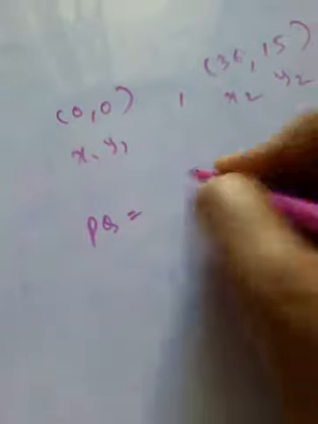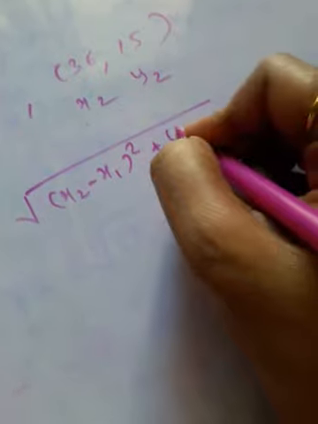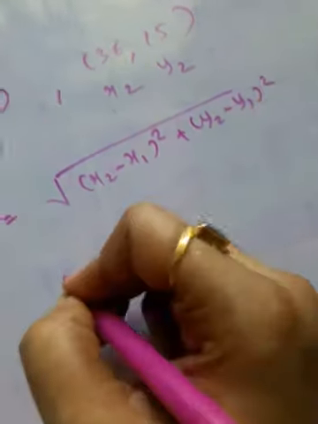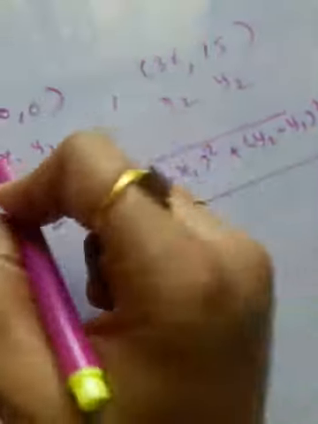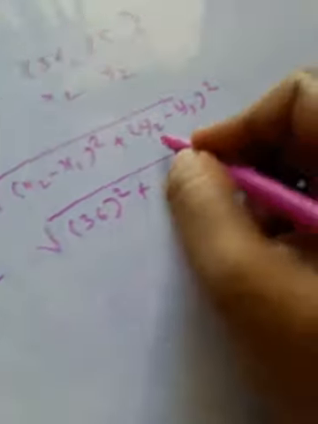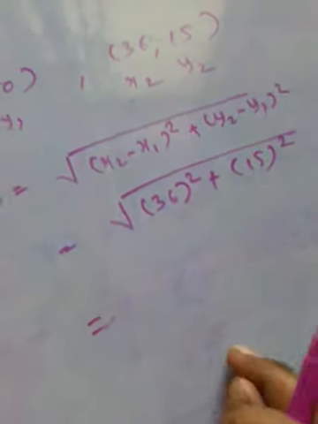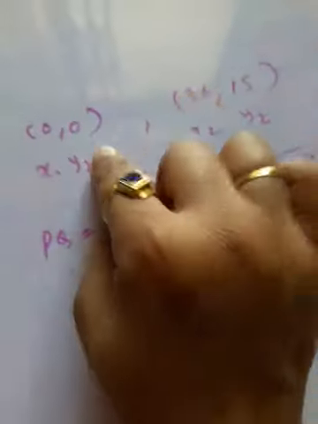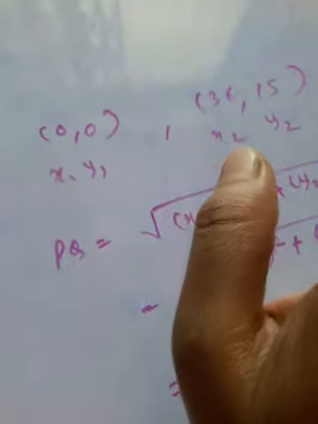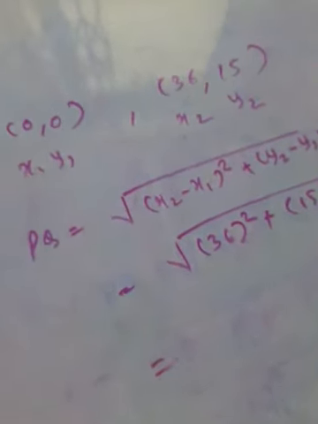Suppose P and Q, these points: (x2 minus x1) squared plus (y2 minus y1) squared. Substitute the values: x2 is 36, x1 is 0, so 36 squared, and y2 is 15 and y1 is 0, so directly 36 squared plus 15 squared. So solve it and find the answer. A simple way: only the origin point O, meaning (0, 0), is given, so calculate it and find the distance of this PQ.